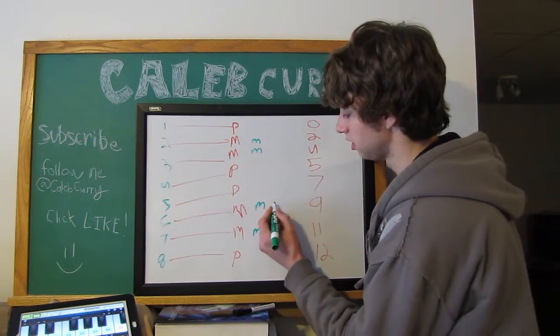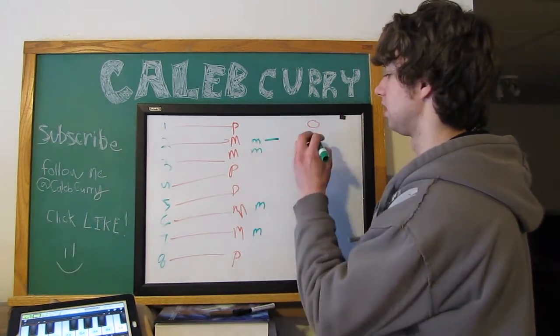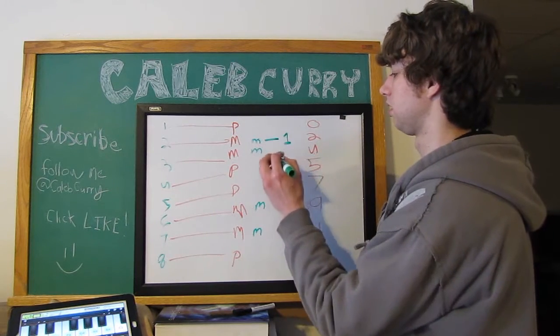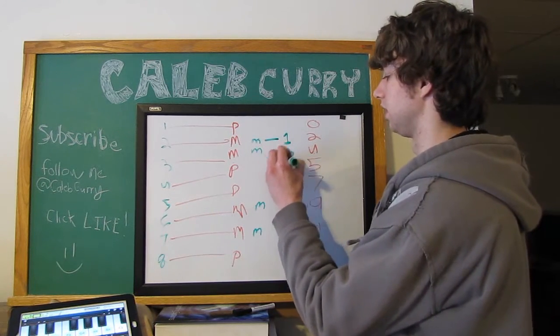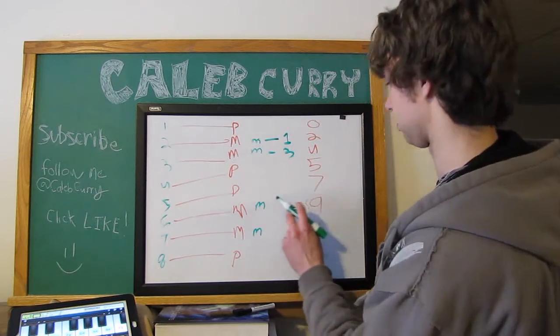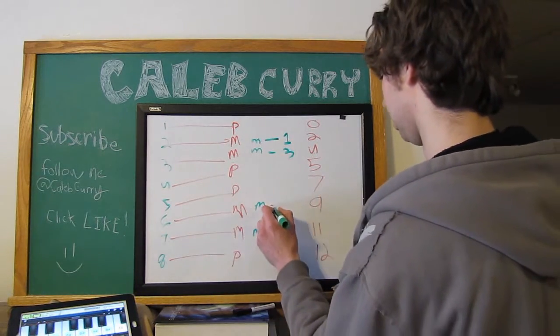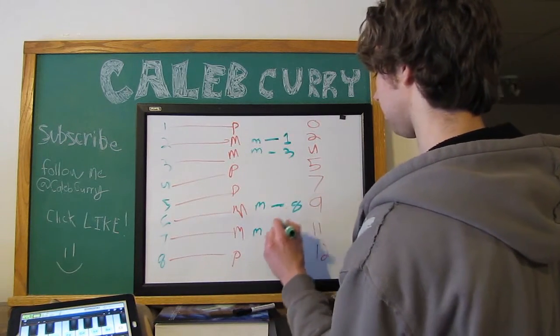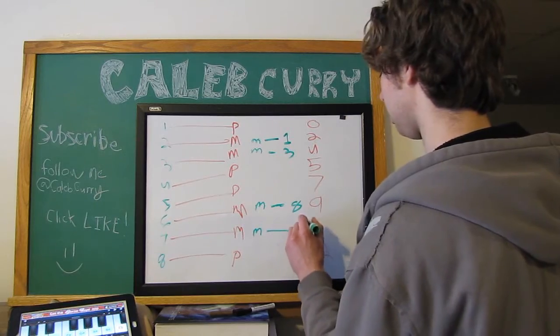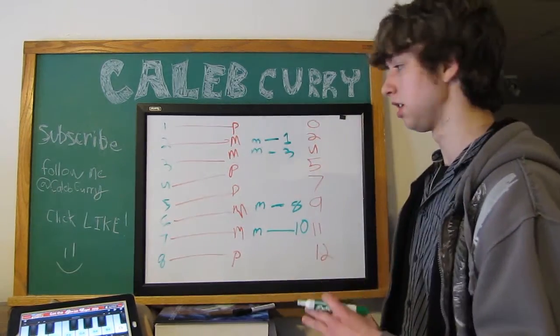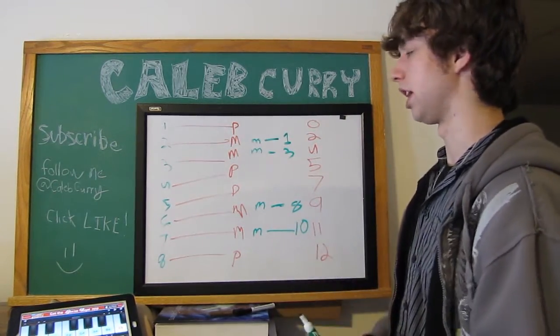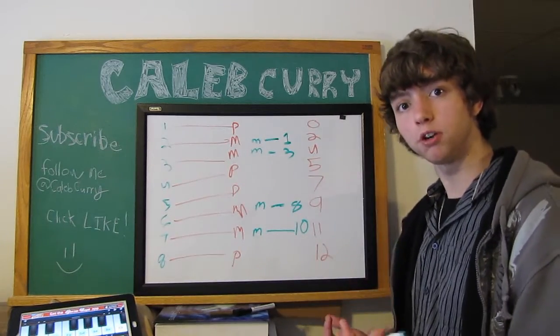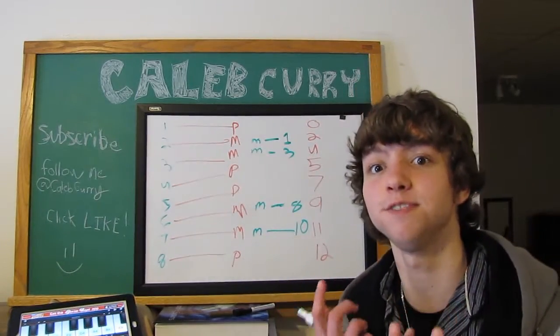So minor, as we can see, instead of 2 we would have 1. Instead of 4 we would have 3. Instead of, where's this going to? This is going to 9. It would have 8. Instead of 11, it would have 10. You see? So now we can create major, minor, and perfect intervals. That's like 3 kinds of intervals.